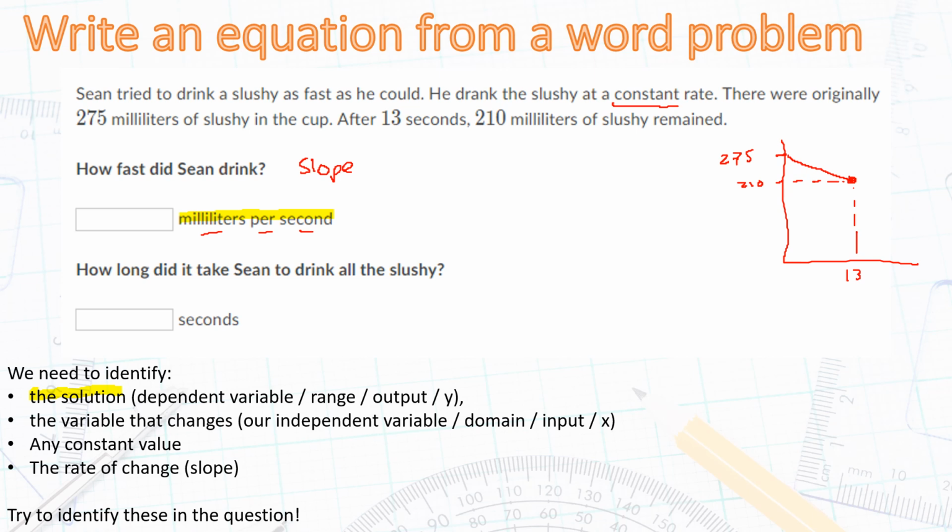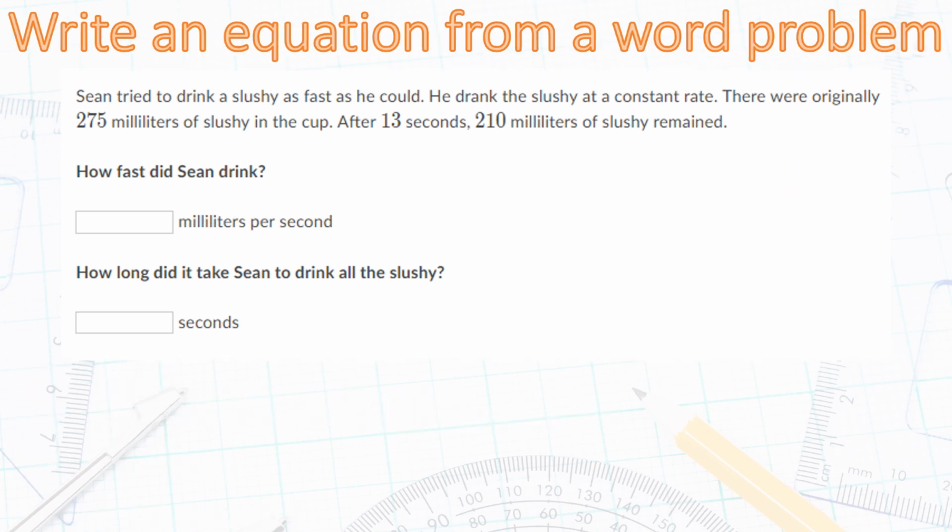So then we move forward and say, okay, how do we solve this? So we've got 2 points, (0, 275). So at 0 seconds, there's 275 milliliters of slushie in the cup. And we've got one at (13, 210). So at 13 seconds, there's 210 milliliters of slushie in the cup. So if you do the slope formula, now you don't really need to think about the slope formula as much because we do have an intercept, but let's just do it anyway.